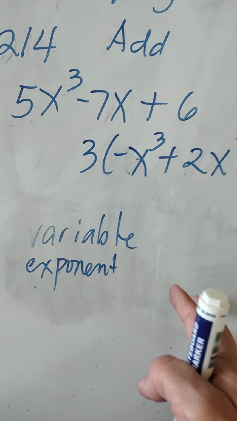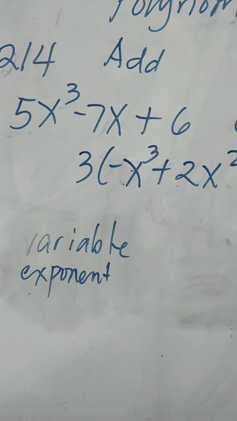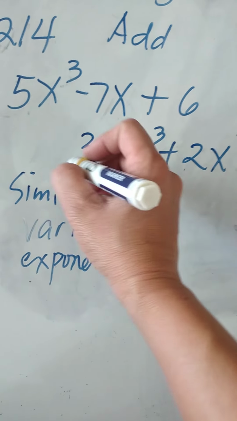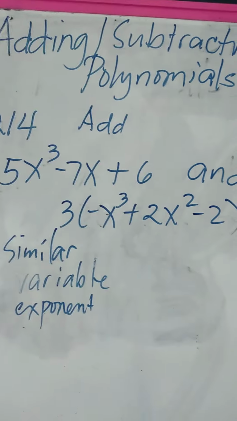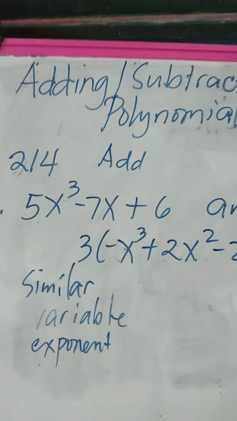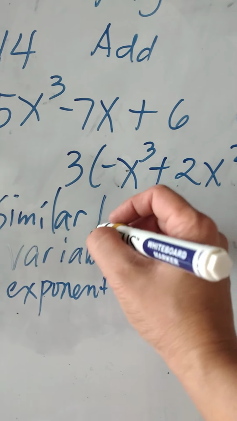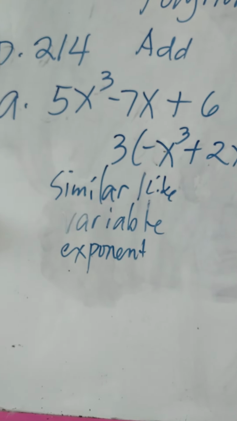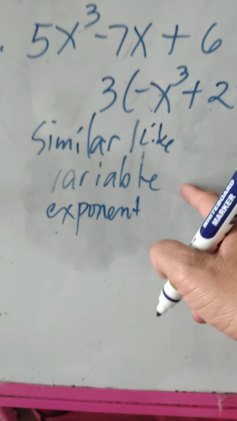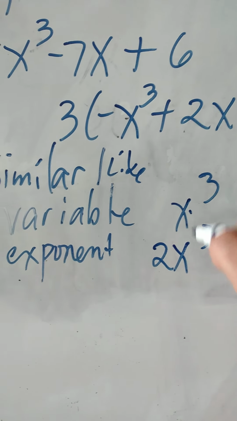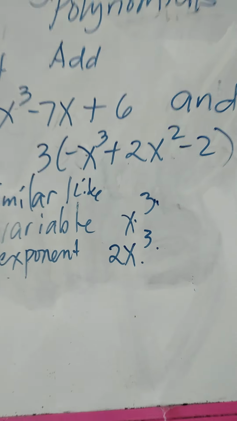Why did I say this? Because when adding and subtracting polynomials, we only add or subtract polynomials that are similar, or like terms. So remember that. We only consider terms to be similar if they have the same variable and exponent. Like if one is x cubed here and the other is 2x cubed. So same letter and the same exponent. Okay?